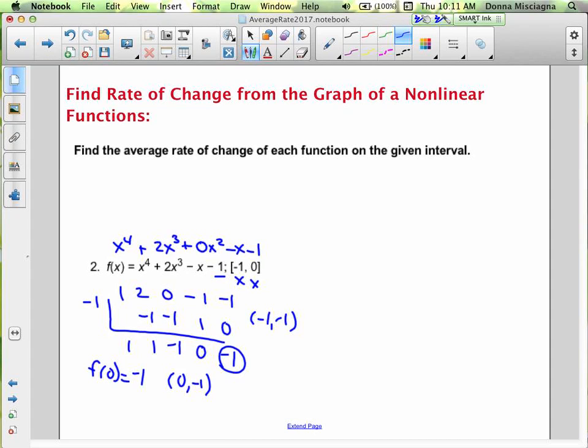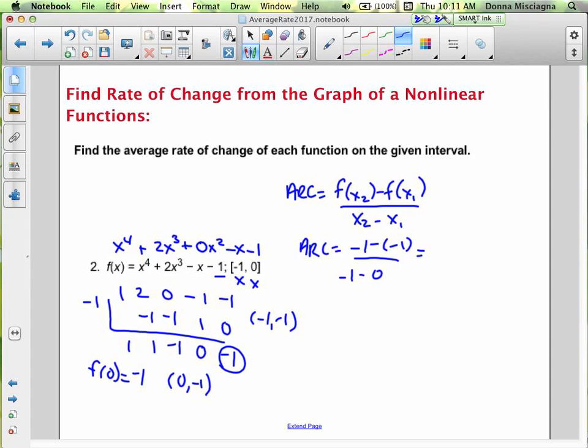All right, so average rate of change is the difference in the y value of the function over the difference in the x values. So that's going to be negative 1 minus a negative 1 over negative 1 minus 0, which is negative 1 plus 1, which is 0 over negative 1, which is 0. So the average rate of change is nothing because they're the same y values. And we're done with this one.